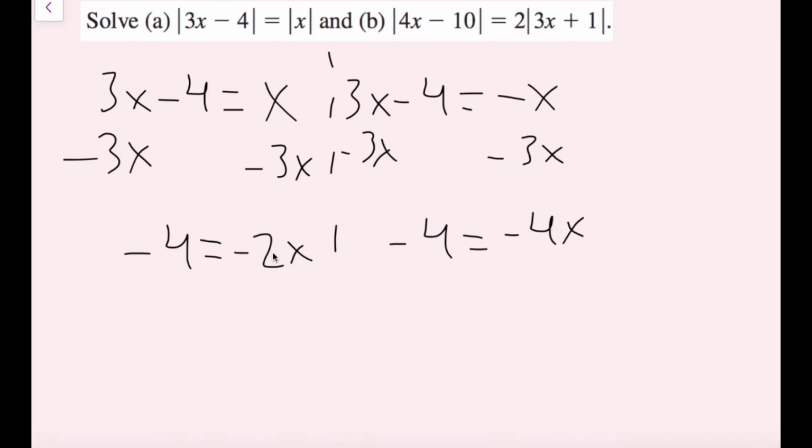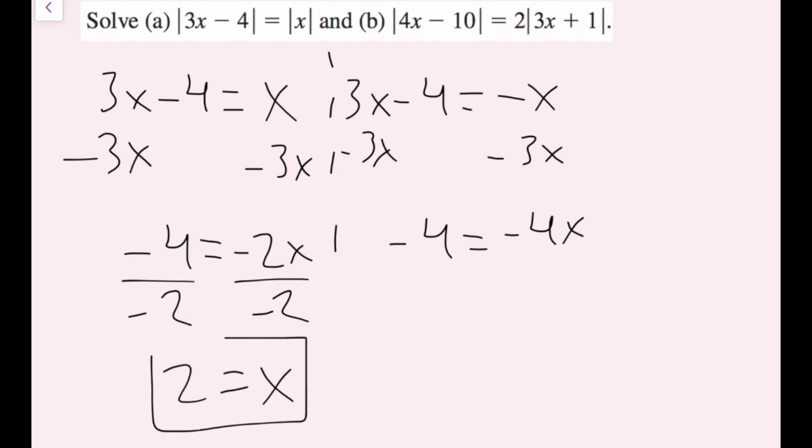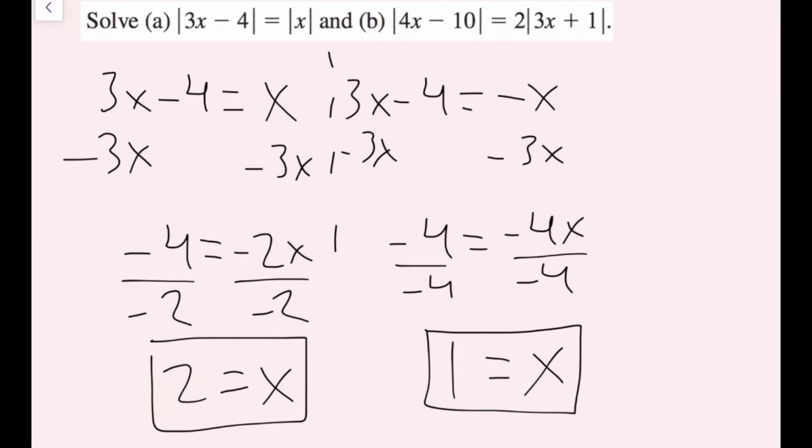So in this case, I have negative 2 times x, so I'm going to divide by negative 2 on both sides to cancel out the multiplication. So we get x equals positive 2, which is one of my solutions. And then I need to divide by negative 4 over here. So I get x equals 1. And these are my answers.